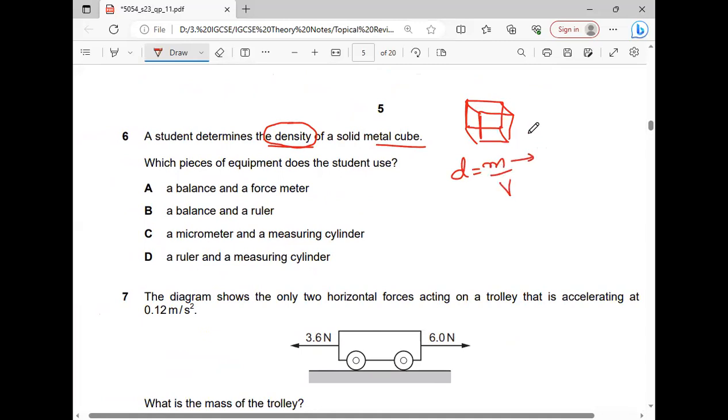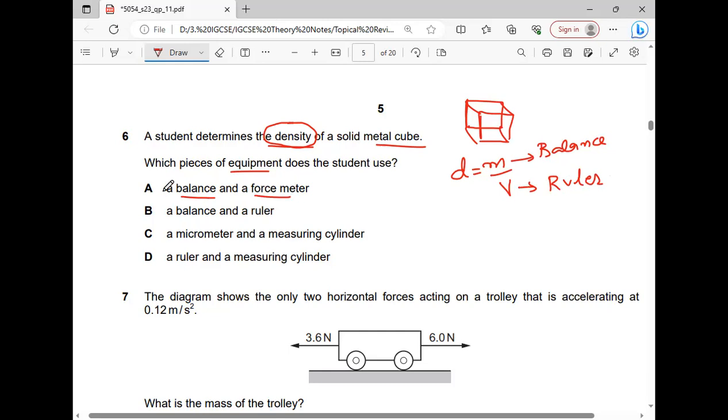Mass is measured by, so which pieces of equipment does the student use? Mass is measured by balance, and since this is a regular shaped body, so volume is measured by ruler.